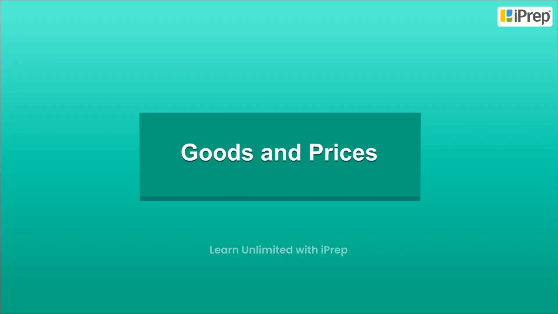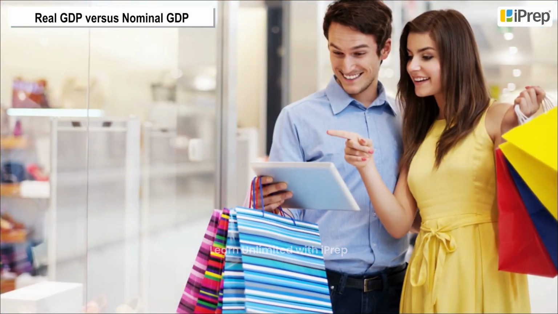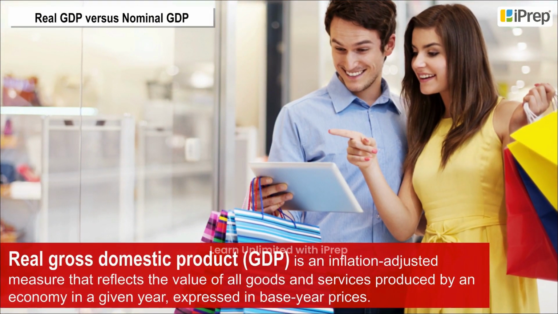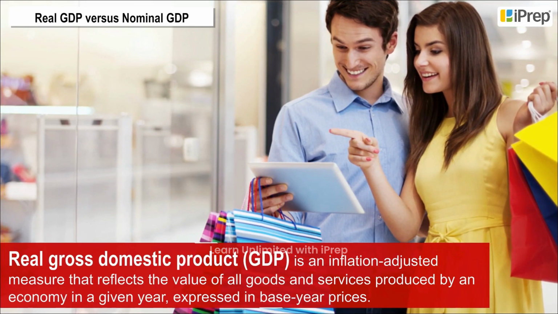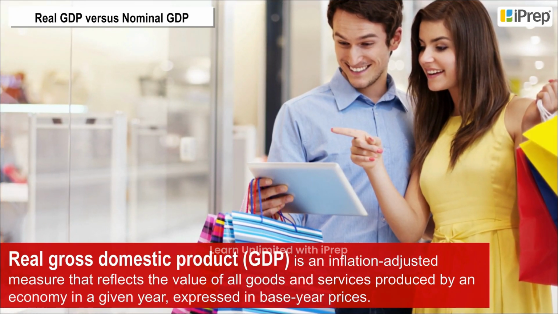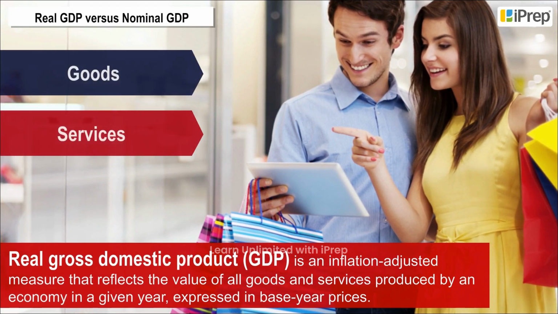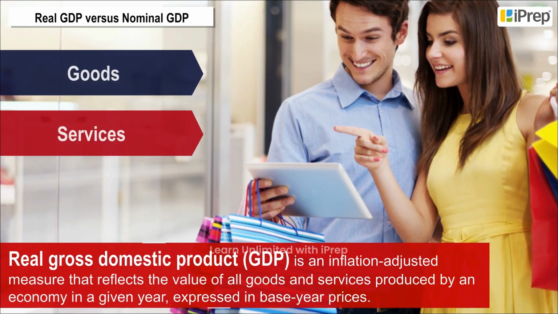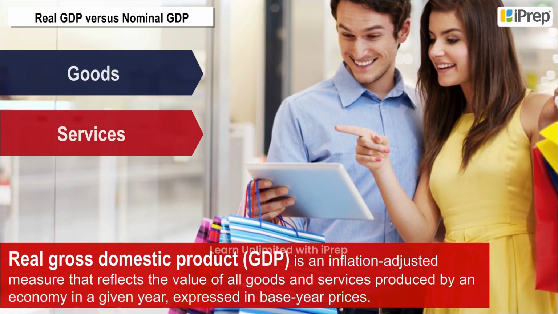Goods and prices. Real GDP versus nominal GDP. Real gross domestic product, GDP, is an inflation-adjusted measure that reflects the value of all goods and services produced by an economy in a given year, expressed in base year prices.